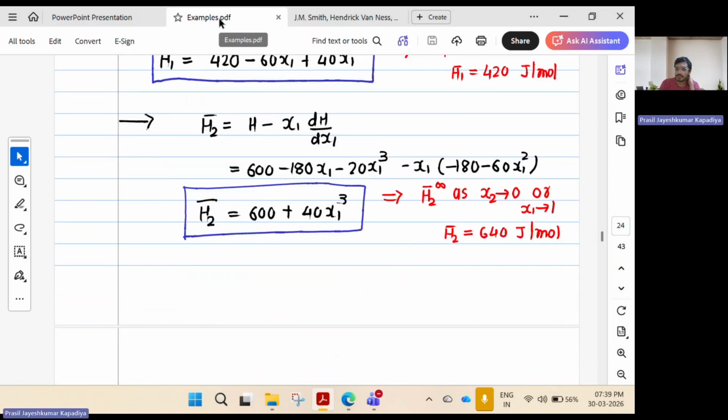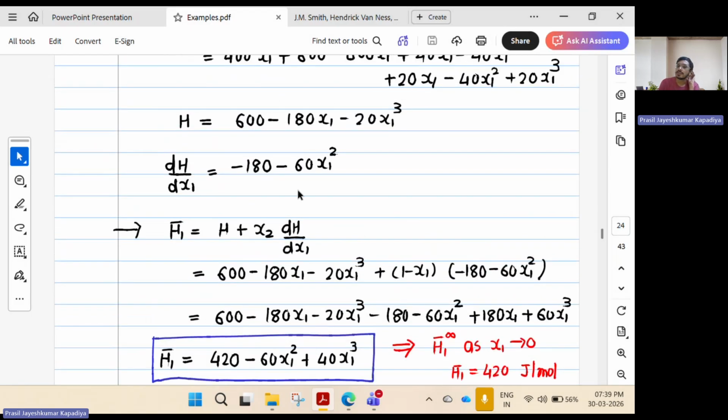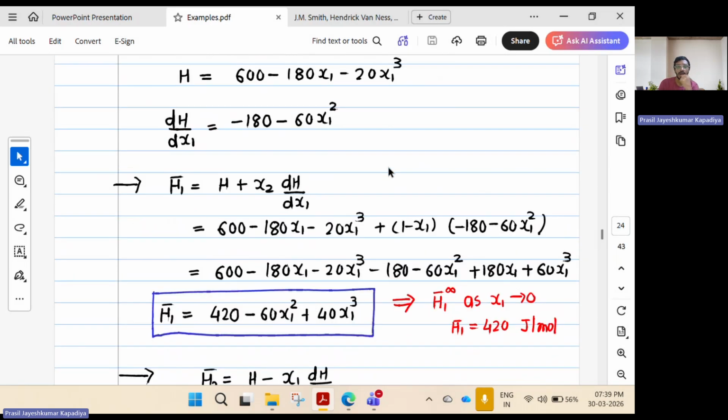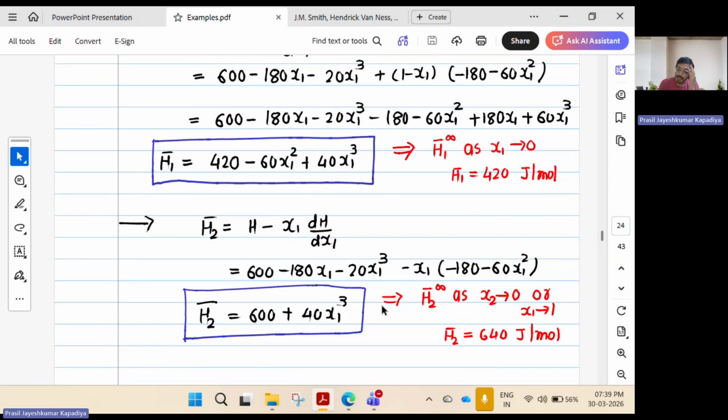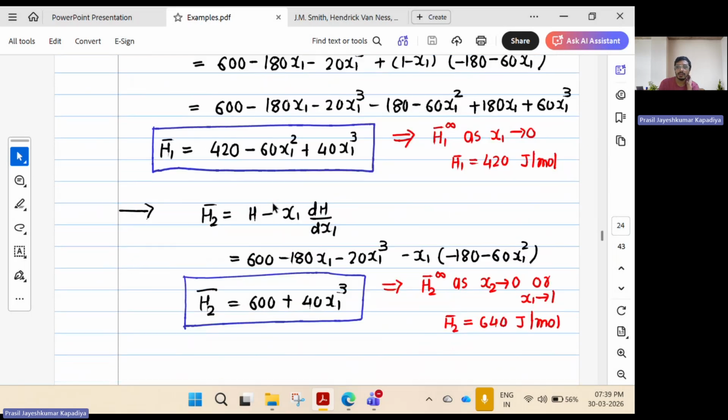Similarly, how can I find H2 bar? H2 bar is H minus x1 dH dx1. So H is 600 minus 180 x1 minus 20 x1 cube, minus x1 into dH dx1, which is minus 180 minus 60 x1 square. If I expand it, I get H2 bar is 600 plus 40 x1 cube.